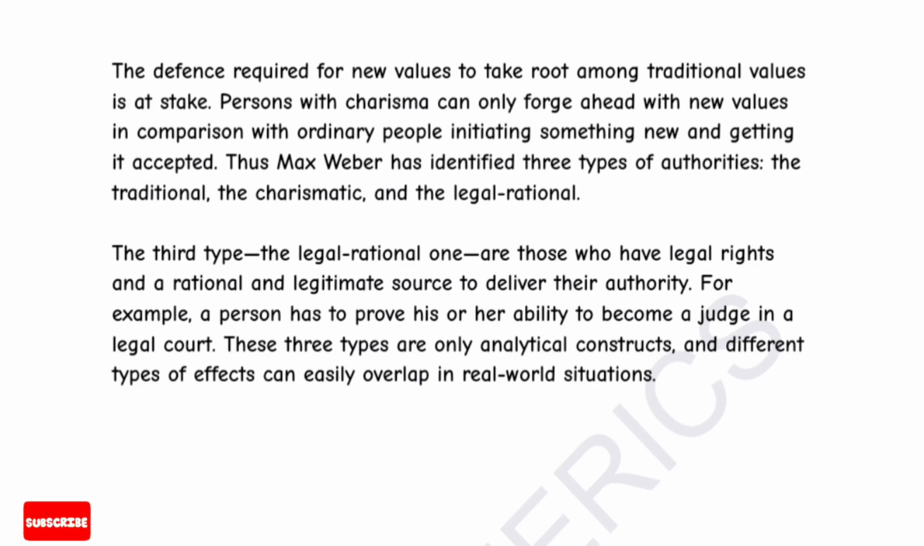Thus Max Weber has identified three types of authorities: the traditional, the charismatic, and the legal rational. The third type, the legal rational one, are those who have legal rights and a rational and legitimate source to deliver their authority. For example, a person has to prove his or her ability to become a judge in a legal court. These three types are only analytical constructs, and different types of effects can easily overlap in real-world situations.